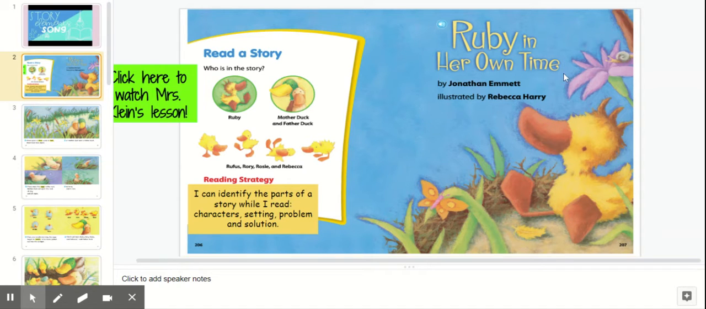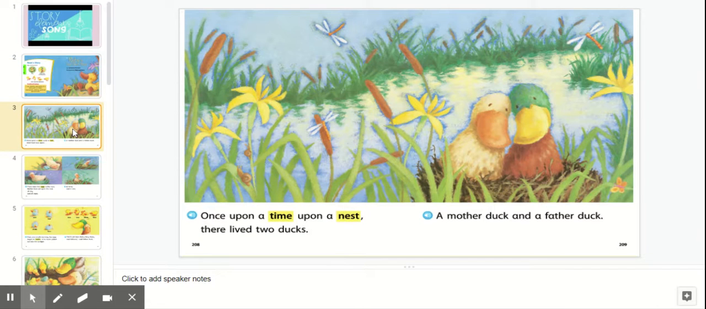Ruby in Her Own Time by Jonathan Emmett, illustrated by Rebecca Harry. Once upon a time, upon a nest, there lived two ducks, a mother duck and a father duck. That beginning reminds me of the fairy tales we read a few months ago when we were at school.